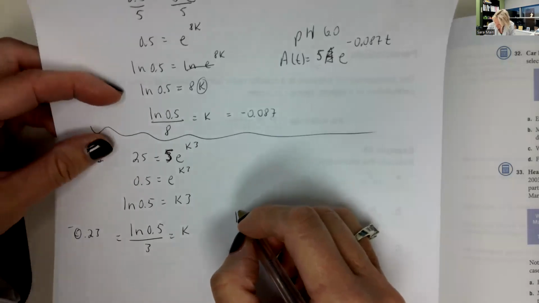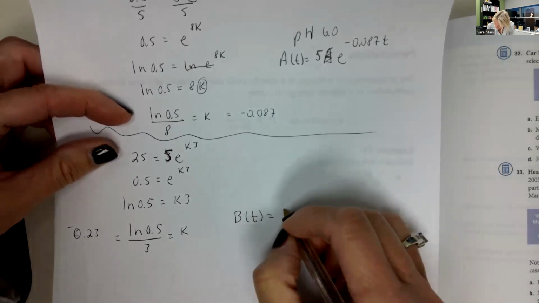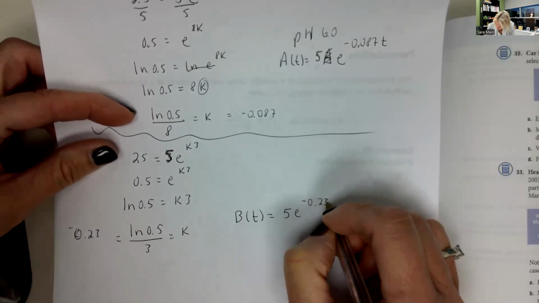So this function, we'll call this one b, is 5e to the negative 0.23 t.